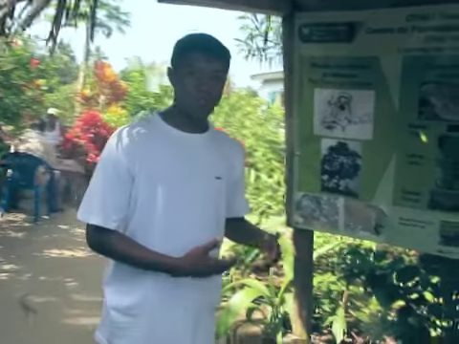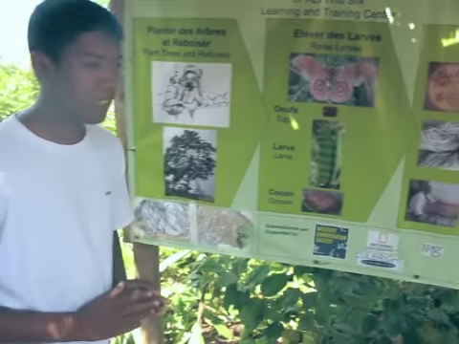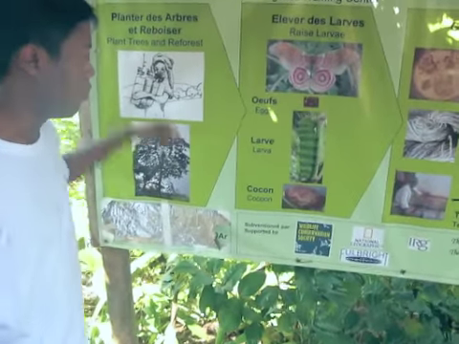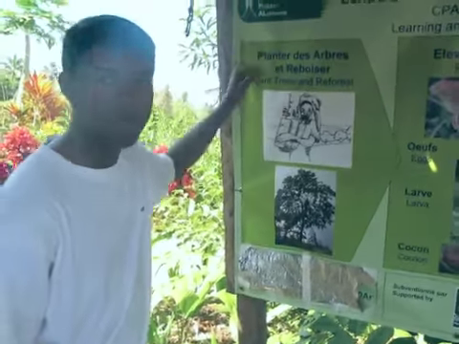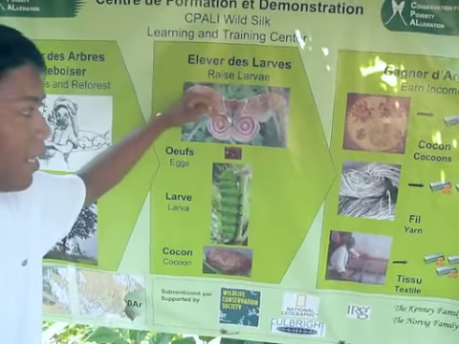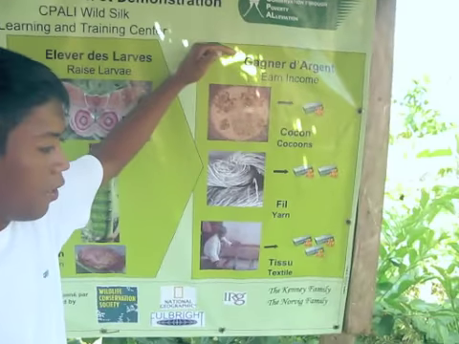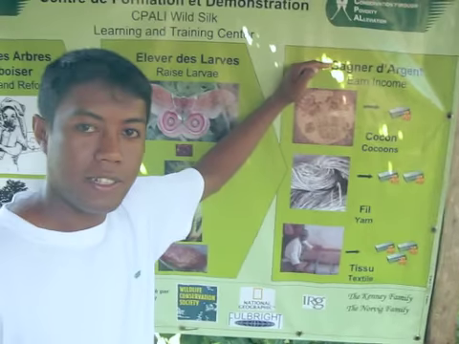So directly I will introduce you to the project. Our activity is divided into three parts. First, the food plant farming. Second, the silk moths rearing. And third, the cocoon transformation and cocoon business marketing.